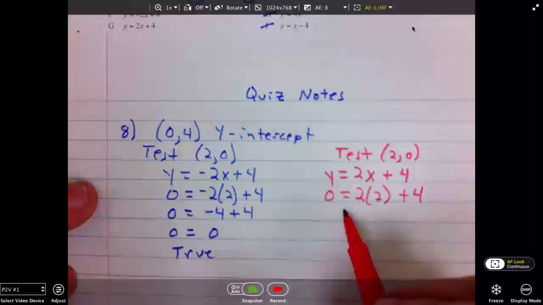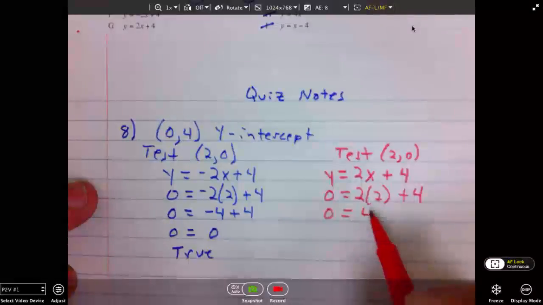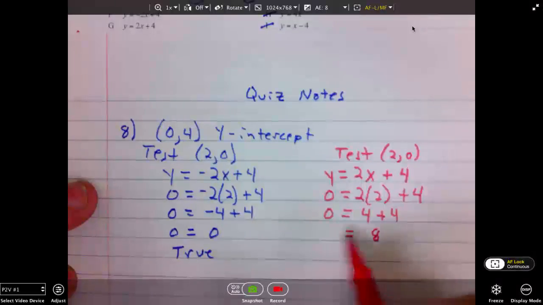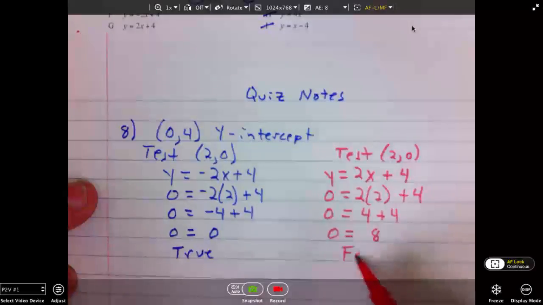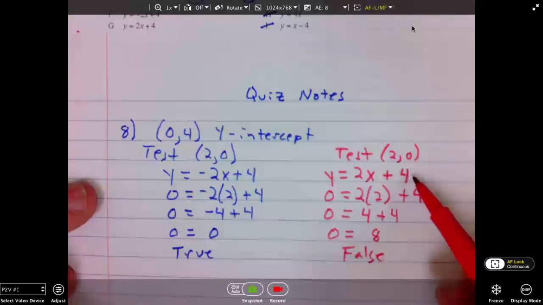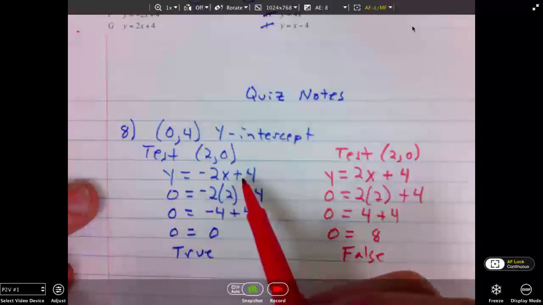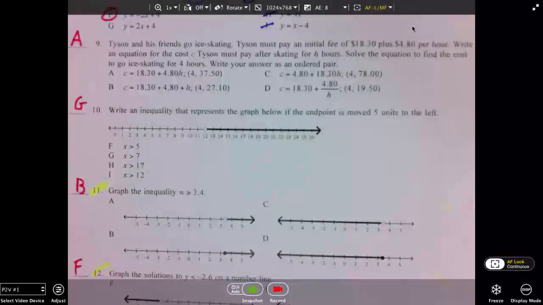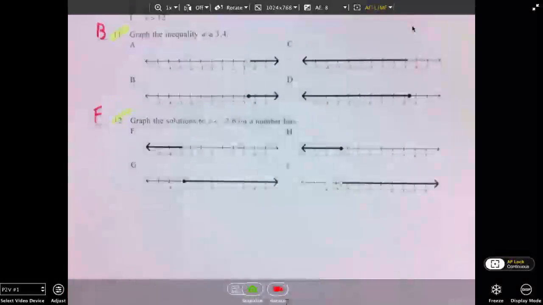We'll see why it's not G. 2 times 2 is 4. We have 0 on the left. 4 plus 4 is 8. We have 8 equals 0. This is a false statement. Thus, 2, 0 is not a solution to this equation. 2, 0 is a solution to this equation. So that left us with our correct answer, F.